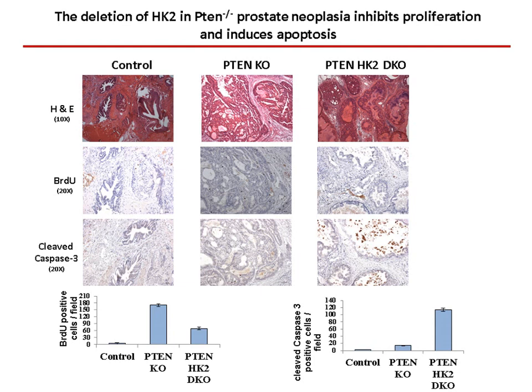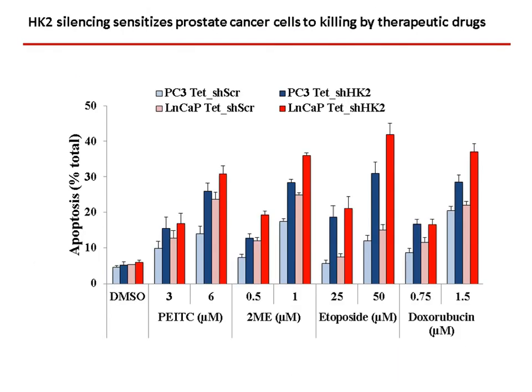And when we analyzed sections from the prostate of the mice, we found that the deletion of hexokinase 2 not only inhibited the proliferation of the cells, but also increased cell death as measured by cleaved caspase 3. And when we conditionally silence hexokinase 2 in a human prostate cancer cell line deficient for PTEN, we increase the sensitivity of these cells to other therapeutic drugs.